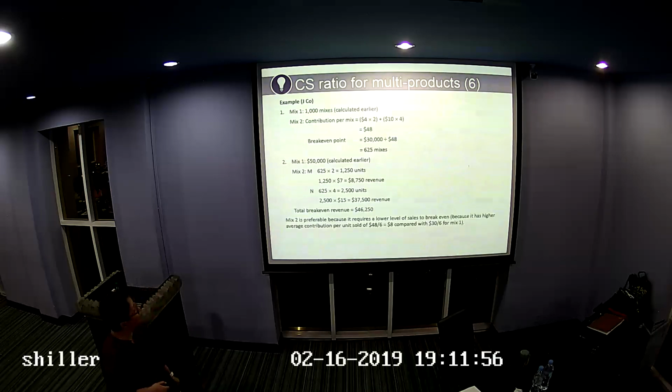So again, here's the case. Step 1: how many mixes? Do you remember how many mixes earlier? 1,000. So we begin from there. With 1,000 mixes, what will now be the contribution per mix? The contribution per mix is 48. What's the contribution for 4 and 10 in the M&N? Look into the paper, don't look at me. You remember the original M&N? What's the contribution for 4 and 10?